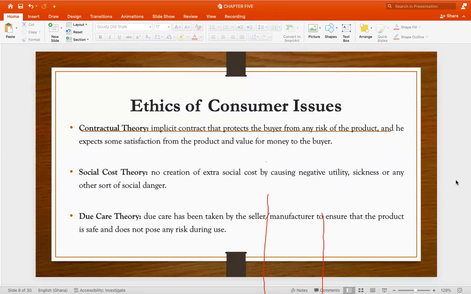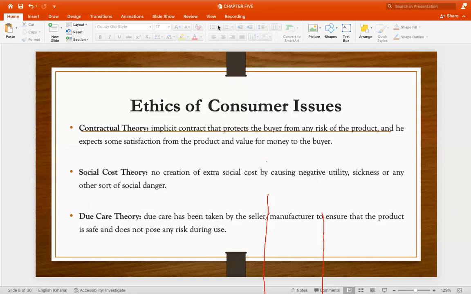For the social cost theory, in the ethics of consumer issues, the concern is about causing negative effects from utilization of the product, that is sicknesses or any other sort of social danger. Where I purchase or consume that product and then develop extra cost just by consuming that product.